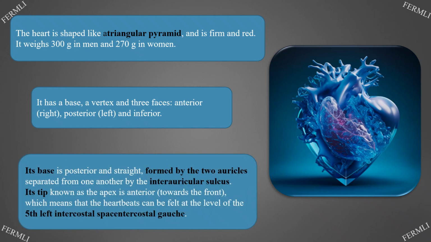Its base is posterior and straight, formed by the 2 auricles separated from one another by the interauricular sulcus. Its tip, known as the apex, is anterior, towards the front, which means that the heartbeats can be felt at the level of the 5th left intercostal space.